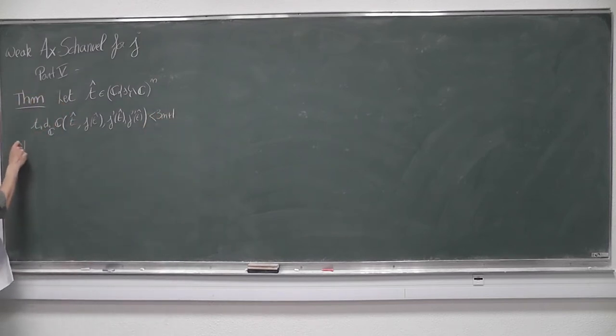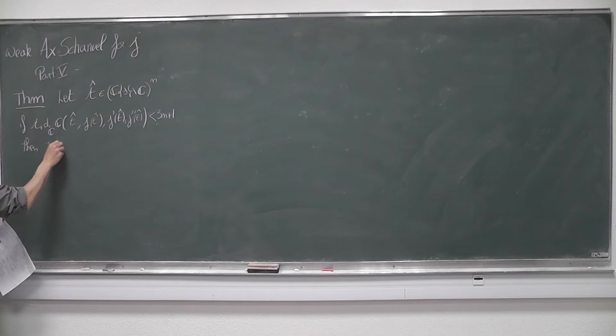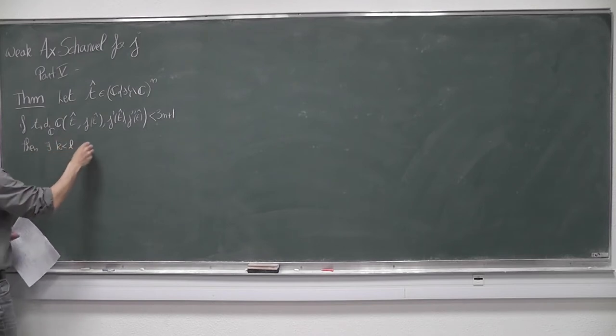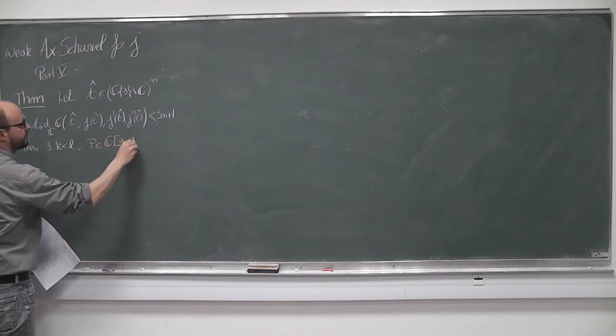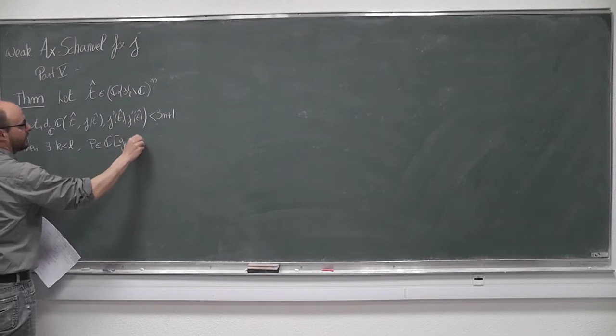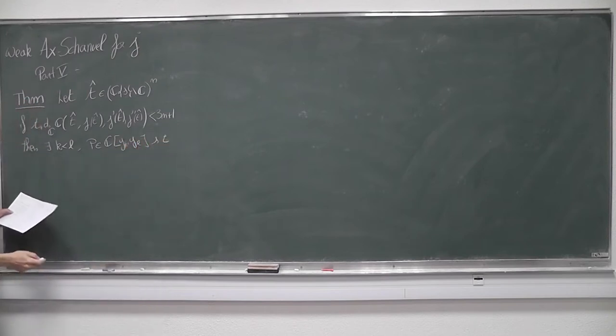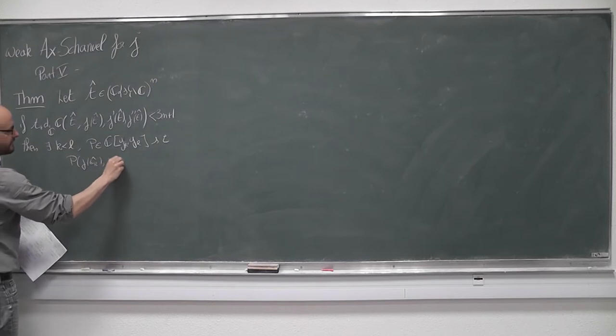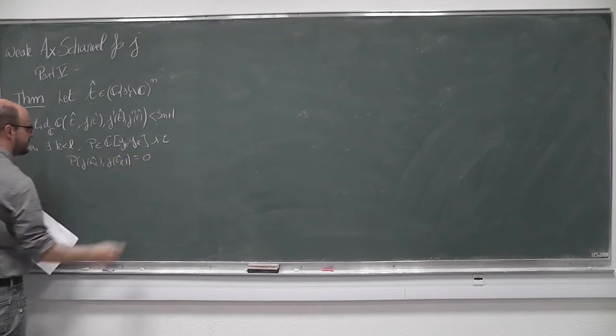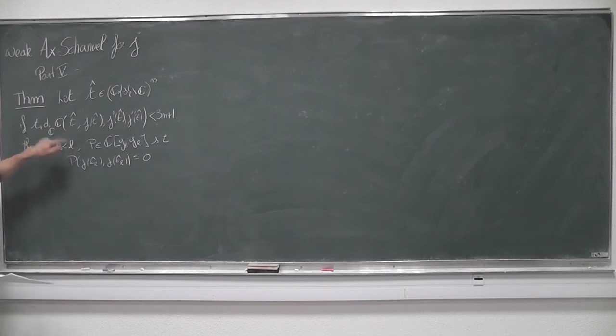Then you will find two indices and a polynomial in two variables, Yk, Yl, such that P of J of T_k, J of T_l is zero. So there is one polynomial relation between two entries of this vector here.